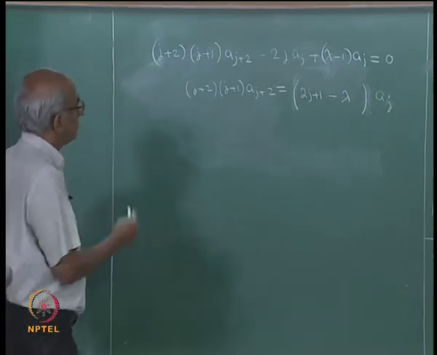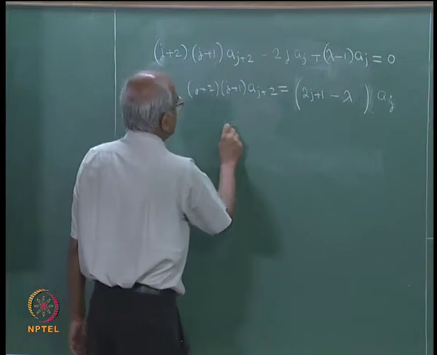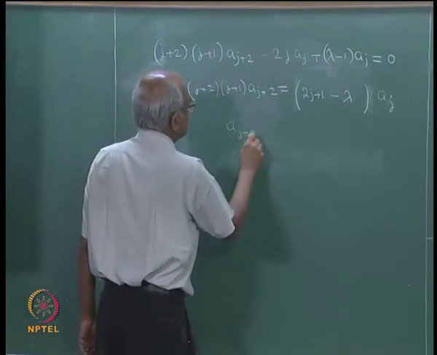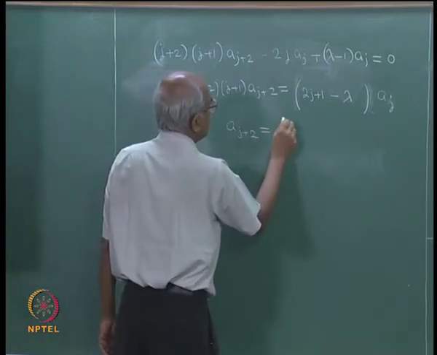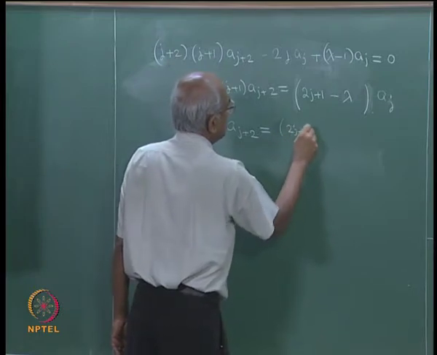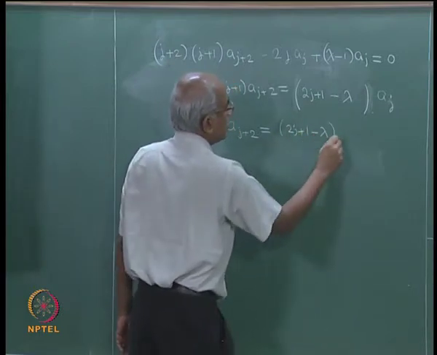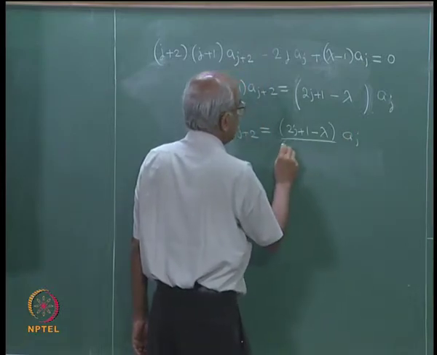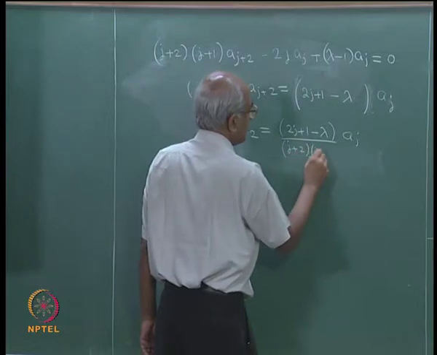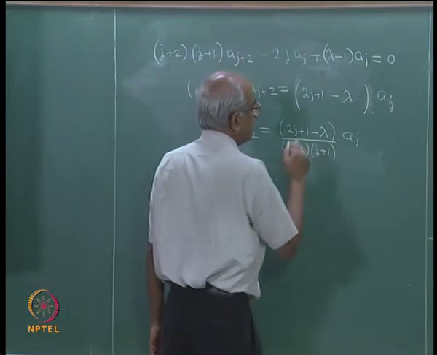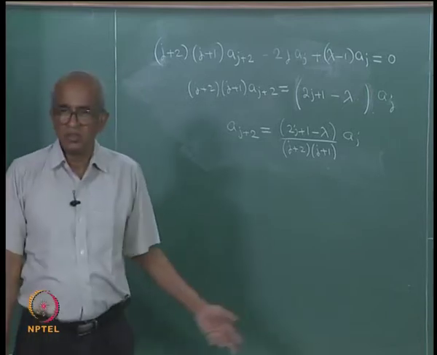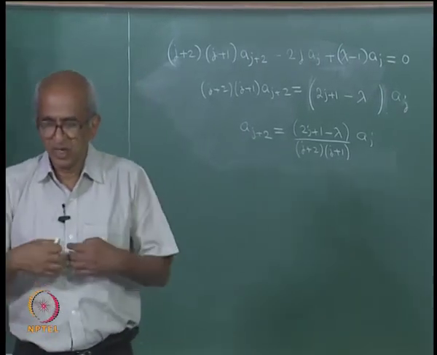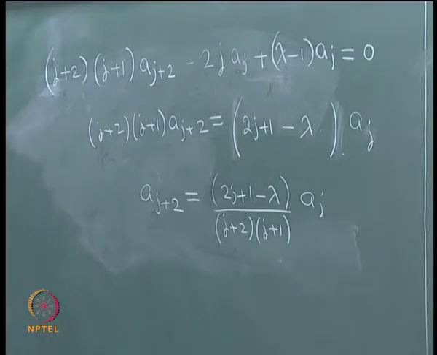Right, this is what I would have. This actually means a_{j+2} must be equal to (2j + 1 - λ) into a_j, divided by (j + 2) into (j + 1). This is the condition. So, for any j, this condition has to be satisfied.